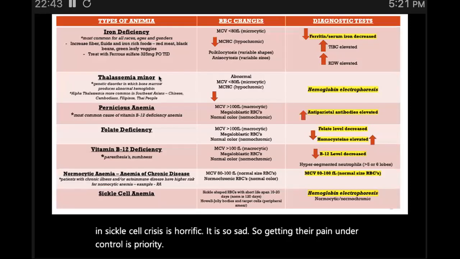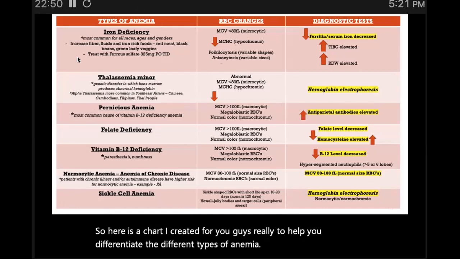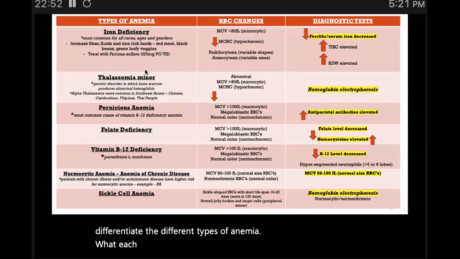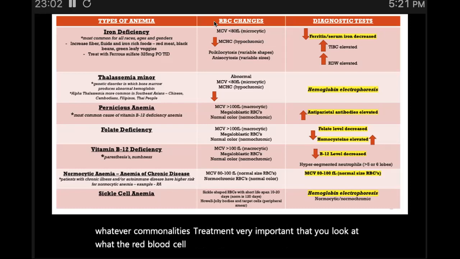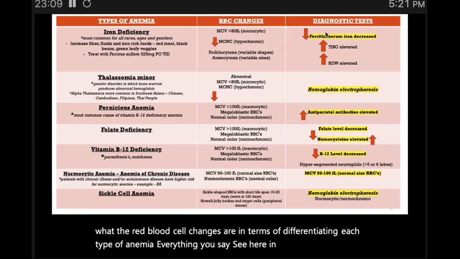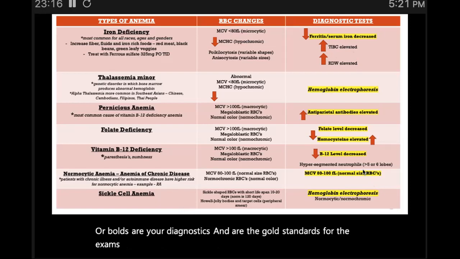So here is a chart I created for you guys really to help you differentiate the different types of anemia, what each one kind of how it's differentiated in terms of genetics or whatever commonalities, treatment. Very important that you look at what the red blood cell changes are in terms of differentiating each type of anemia. Everything you see here in yellow or bolds are your diagnostics and are the gold standards for the exams to diagnose as per the guidelines.